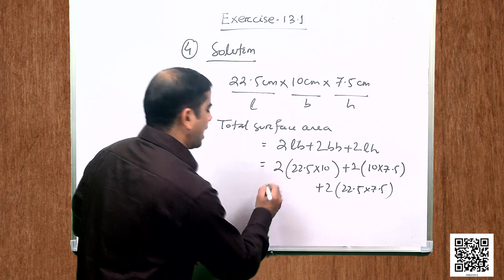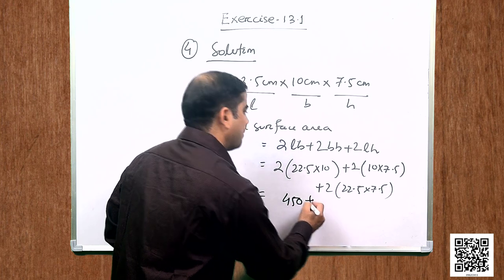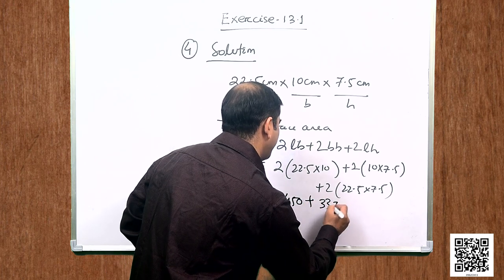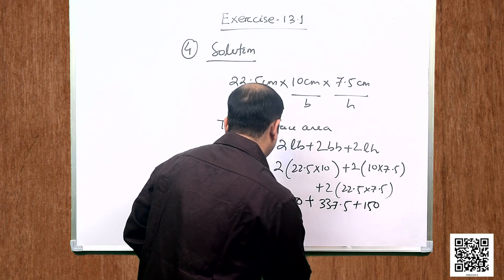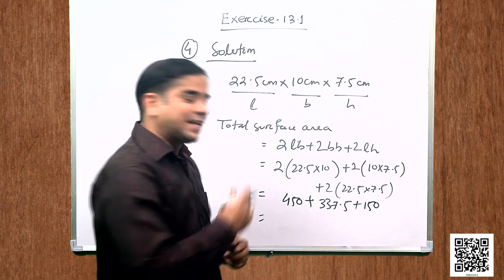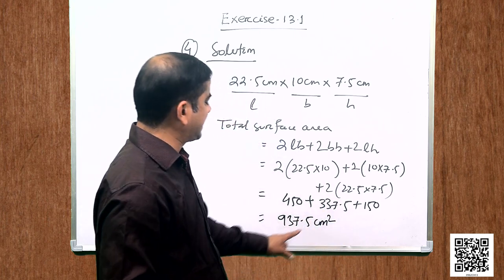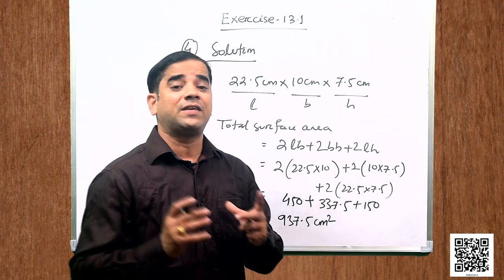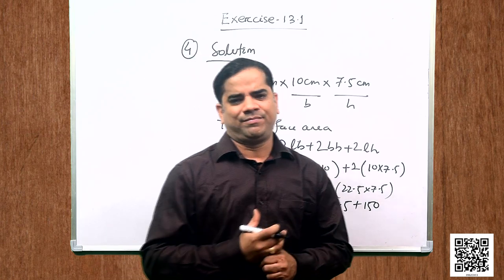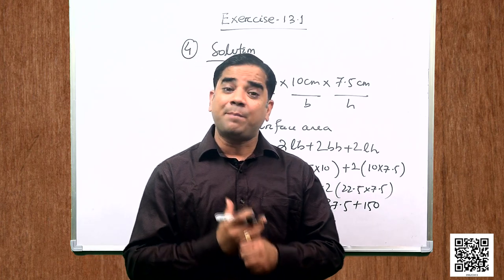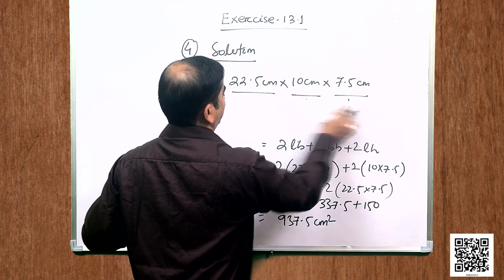Okay. So, after calculation, you can find that this amounts to 450 plus 337.5 plus 150, which will sum up to 937.5 centimeter square. So, 937.5 centimeter square is the total surface area of each brick. Okay. Now, total area that can be painted is given as 9.375 meter square. Okay. So, let us find how many bricks can be painted.